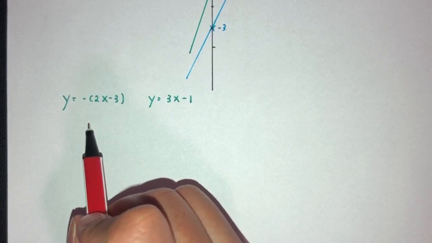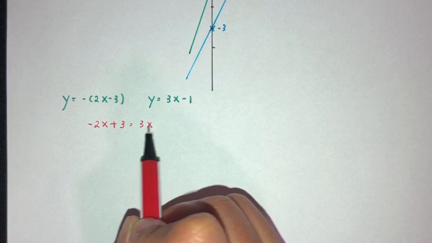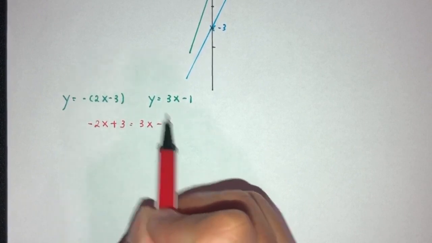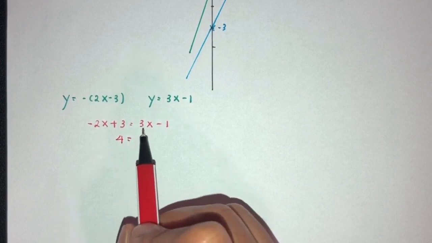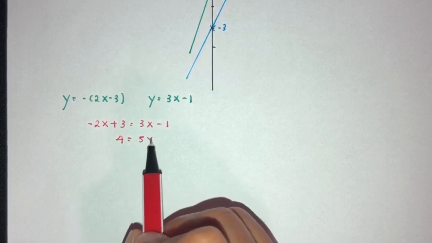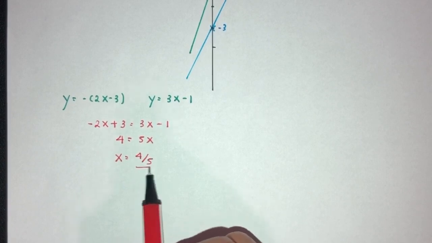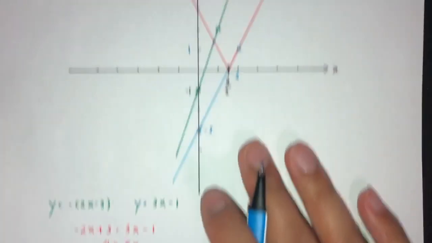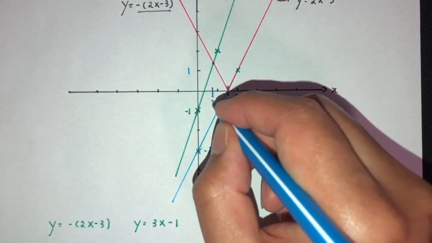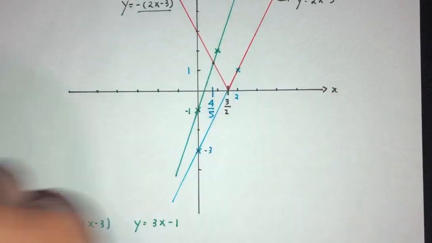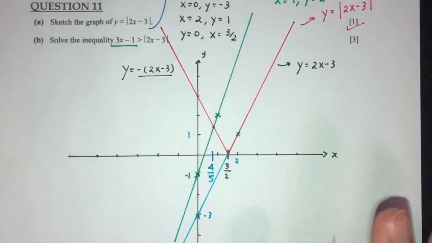Let's solve. You have minus 2x minus 3 is equal to 3x minus 1. Send this over here, this over here, you have the value of 4, and this will be the value of 5x. x will be the value of 4 over 5. So it means that the point of intersection here is 4 over 5. So this is the value of x. Now we use that to find your answer for your question.